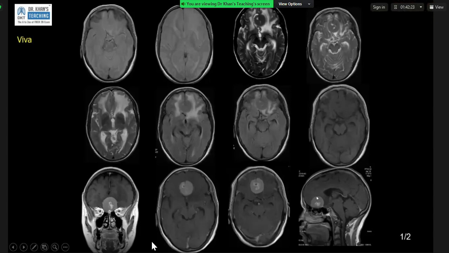Over to you. Sure. So there is a well-defined mass lesion centered on the planum sphenoidale, which is of low signal intensity on T1 and low on T2 as well, surrounded by vasogenic edema, distributed bilaterally in the subcortical white matter, and it shows avid enhancement with some non-enhancing parts centrally. So this is most likely a planum sphenoidale meningioma at this location.